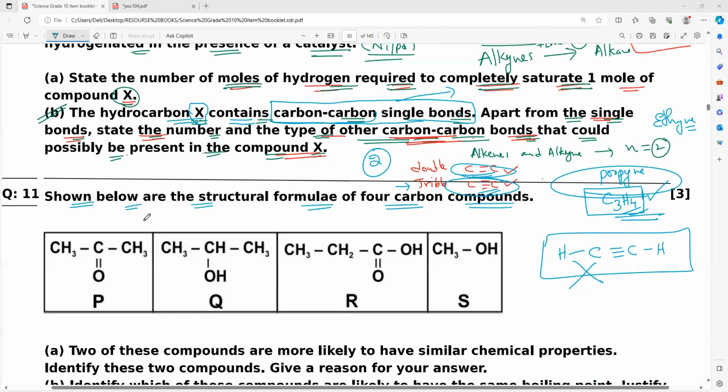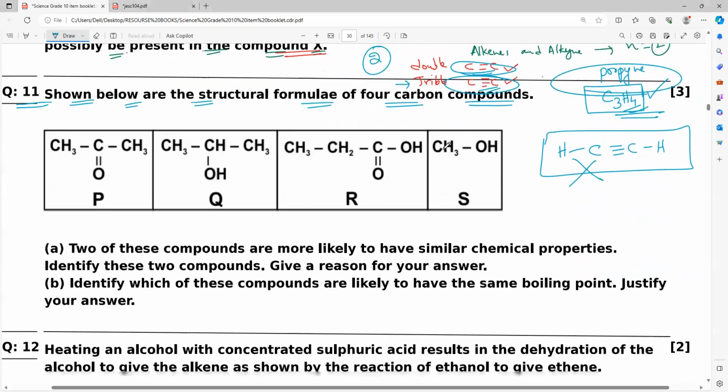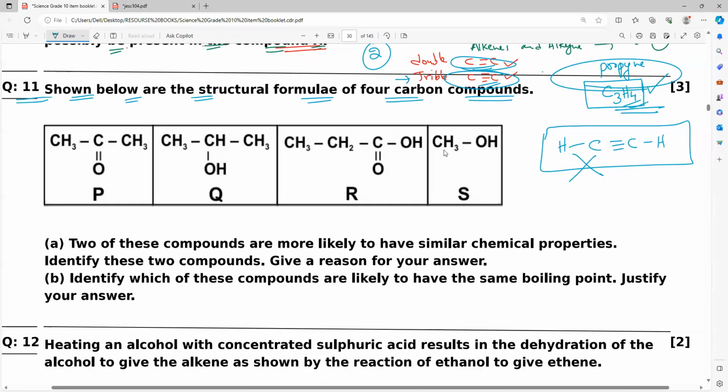But next, look at the 11th question. A similar question was exactly there in last year's board exam. Those who have solved the board exam paper can identify it here. It is related to functional groups. Shown below are the structural formulas of 4 carbon compounds. First, all of you identify them and forget about the questions. Reddy sir always says, understand the question, and your answer must be verified. You are not supposed to depend on the question.